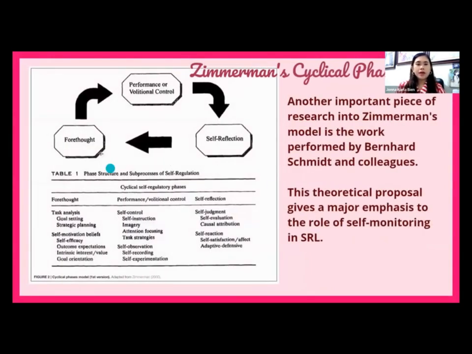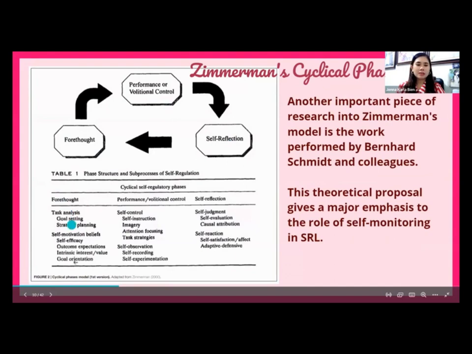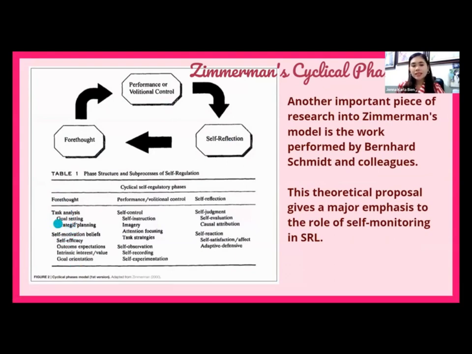So here, as we could see in Zimmerman's cyclical phases model: forethought, performance or volitional control, and self-reflection, which are divided into sub-phases. You could see the sub-processes of self-regulation. Task analysis would include goal setting and strategic planning, and the self-motivation beliefs, which would include self-efficacy, outcome expectations, intrinsic interest or value, as well as goal orientation.